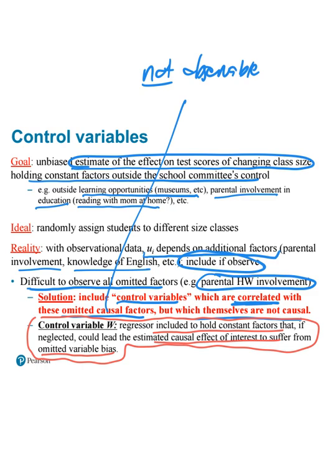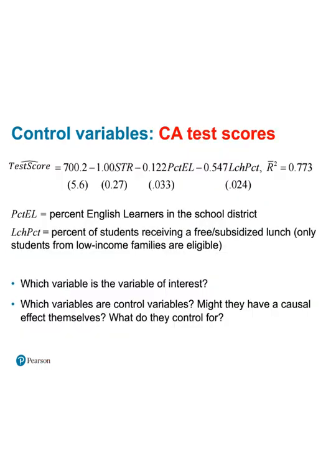So let's see that in the coming examples. All right, so up here, we have our student-teacher ratio, got it. We have our percent of ESL learners, and now we have a new variable, lunch percent.